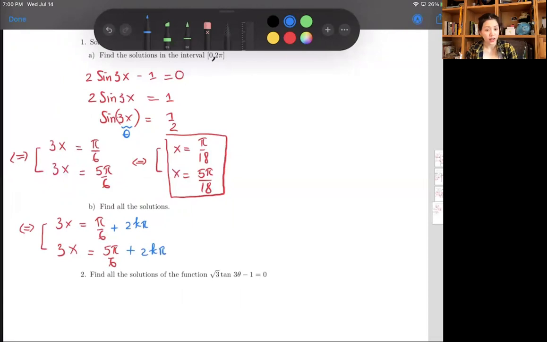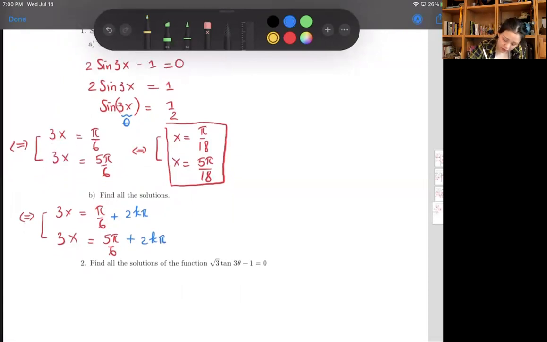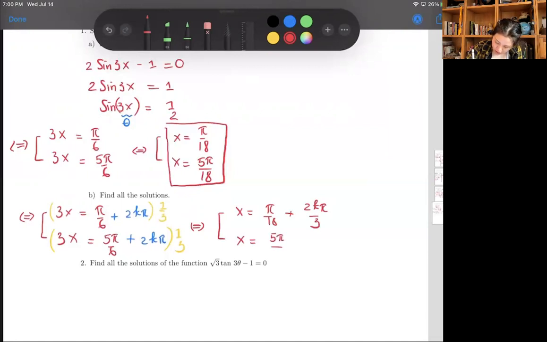So if I add 2k pi, now I'm going to solve for x. To solve for x, I'm going to multiply both sides by 1/3, divide by 3. If I do that, what do I have? I have either x equals pi over 18 plus 2k pi over 3, or x equals 5 pi over 18 plus 2k pi over 3.